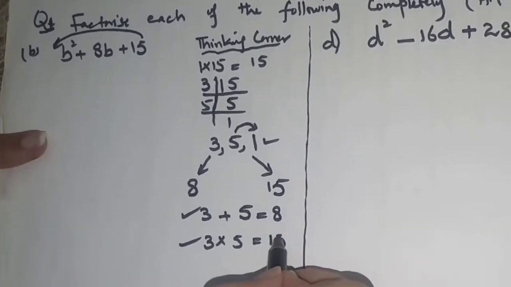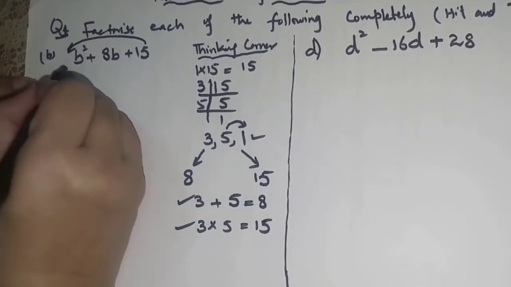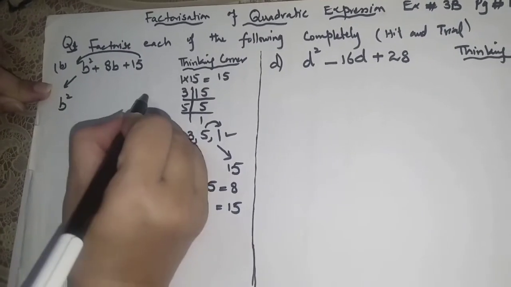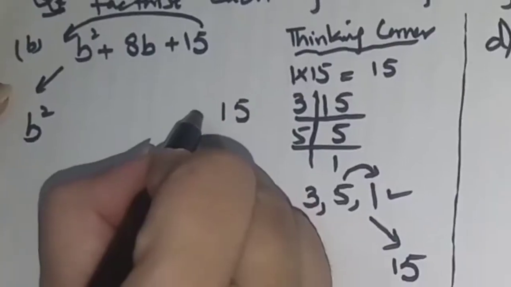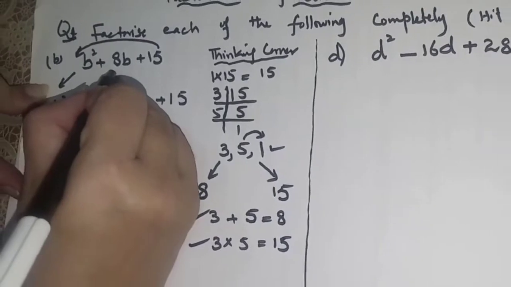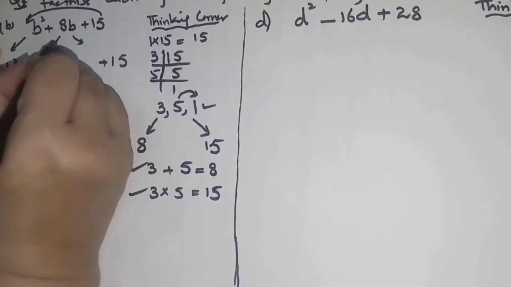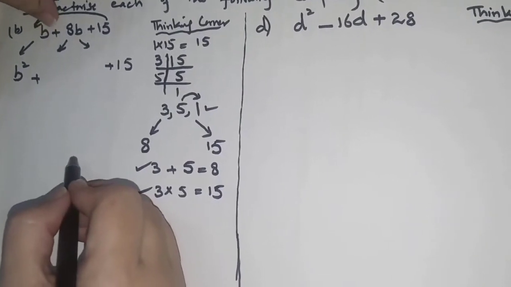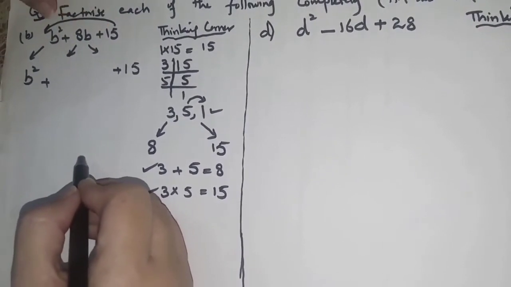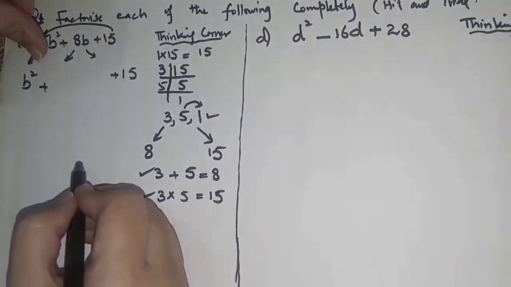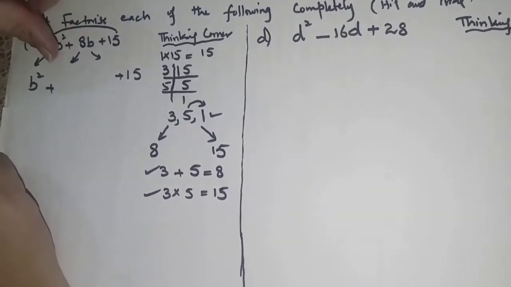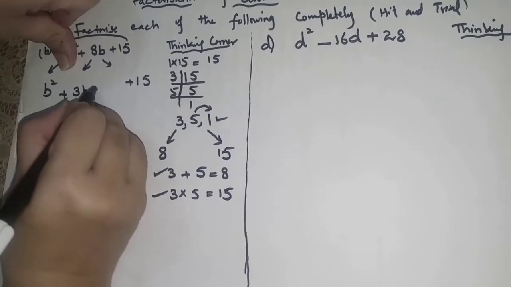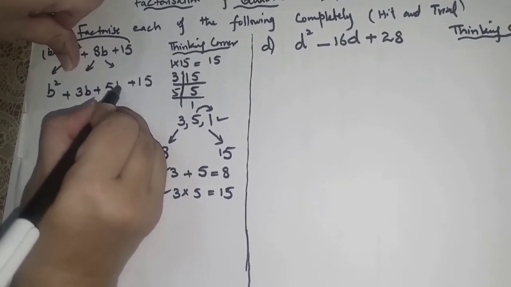Now I have to write the first term as it is. The first term will be written as it is. Then the last term will also be written as it is. Then I have to split up the middle term into two factors, keeping in mind that my middle term and my product term both have the positive sign, so the breakup will also have both factors with positive sign. So I have to write 3b plus 5b.